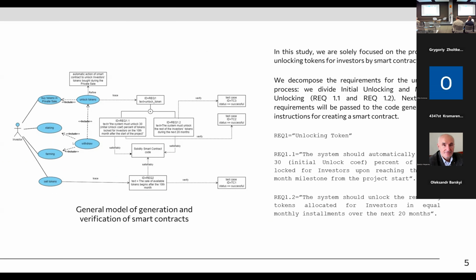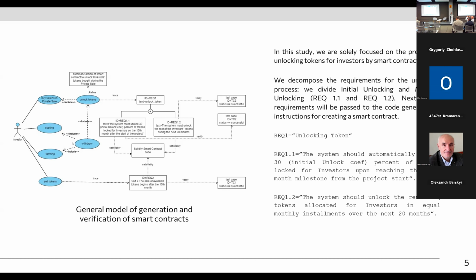And during this process, token lockup occurs. In this case, the smart contract allows us to automate the process of acquiring and blocking tokens and their subsequent unlocking in accordance with the conditions defined during the private sale. So, this way, the use of smart contracts provides automatic execution logic without the need for third-party intervention.